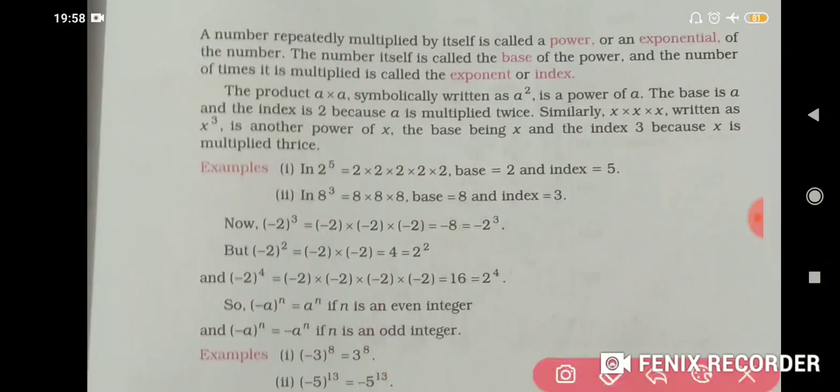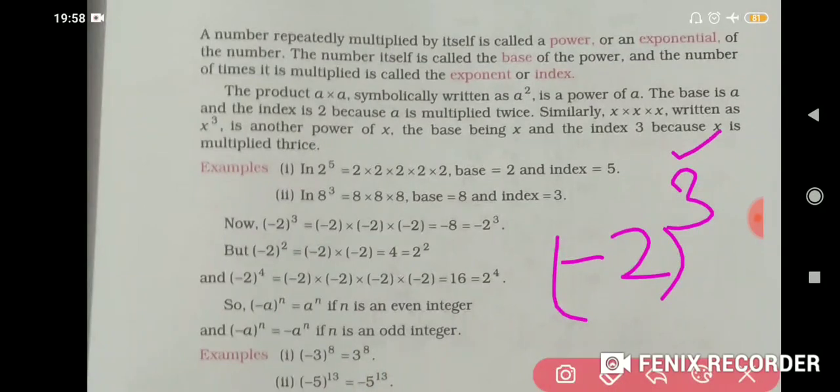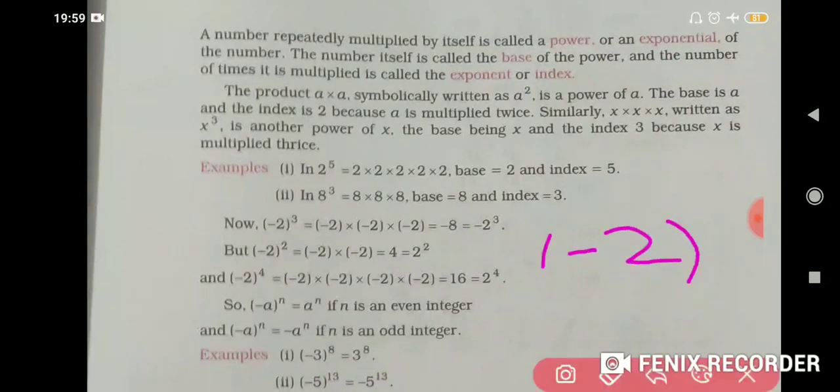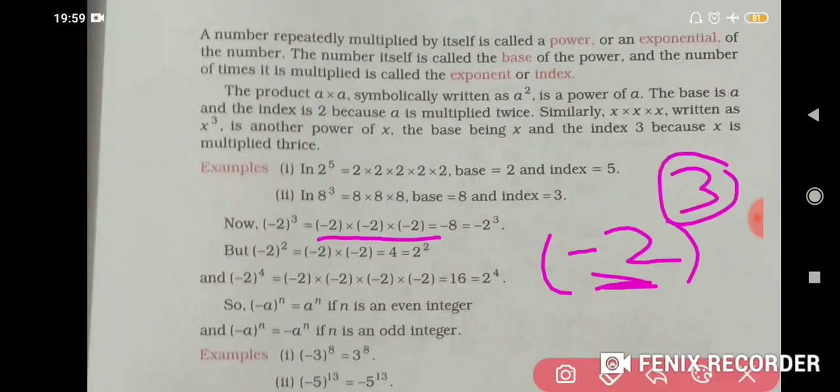Understood? One more thing. For example, minus 2 to the power 3. If the power is odd, then the answer will be what? Minus. For example, minus 2 to the power 3. 3 means you will multiply minus 2 how many times? 3 times. So minus 2 is there and the power is odd. Then what will be the answer? Minus 8. Or you can do it by another method: minus minus plus, plus minus minus. So like that also we can get the answer.